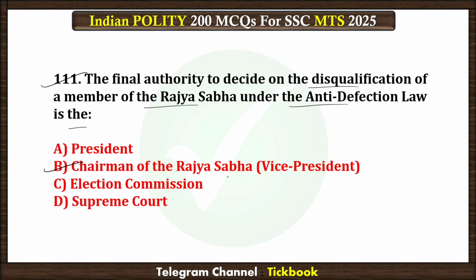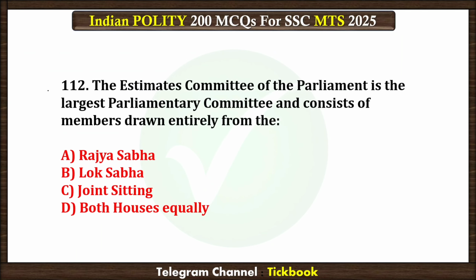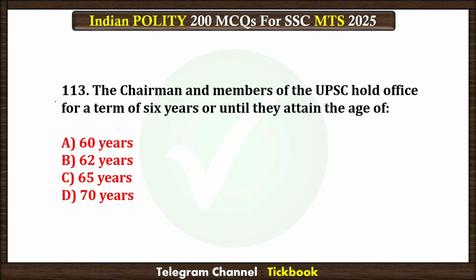Option number B, Chairman of the Rajya Sabha, Vice President. 112. The Estimates Committee of the Parliament is the largest parliamentary committee and consists of the members drawn entirely from the. Option number B, Lok Sabha.